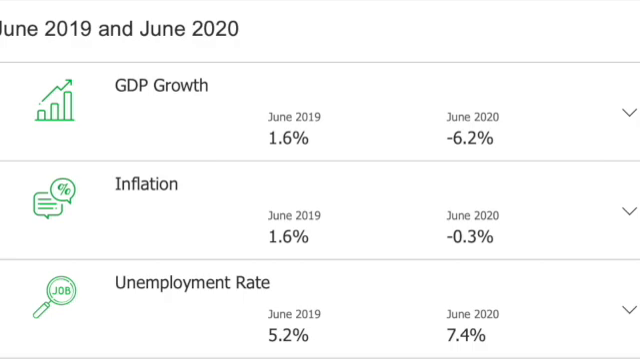In June 2019, GDP was 1.6%, and in June 2020, GDP was minus 6.3%. In June 2019, inflation was 1.6%, however, in June 2020, inflation decreased to 0.3%, resulting in deflation. In June 2019, the unemployment rate was 5.2% and rose to 7.4%.